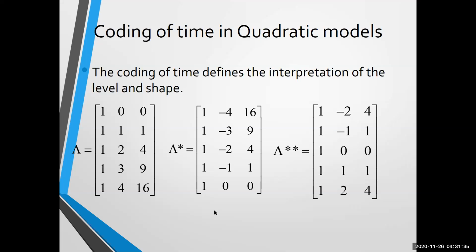Now, the coding of time for quadratic models follows the same rules as the coding of time for linear models. You can code it so that you define the intercept at different occasions. In this first coding, the intercept is defined as the status at the first measurement occasion. In the second one, the intercept is the status at the last measurement occasion. And in this other one, the intercept is the status at the third measurement occasion. This is exactly the same as you would do with a linear model.